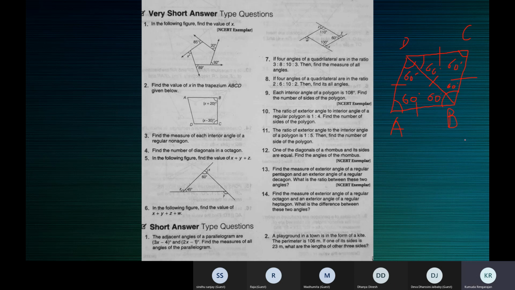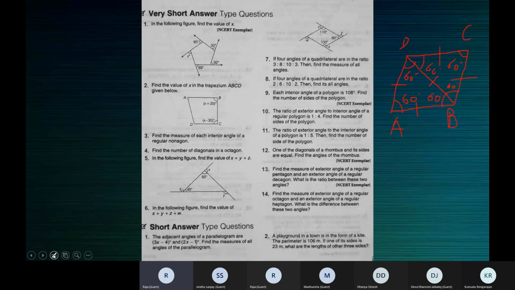Now tell me the angles of the rhombus. What is angle A of the rhombus? 60 degrees, ma'am. Angle C? 60 degrees, ma'am. Angle B? 120 degrees, ma'am. Angle D? 120 degrees, ma'am. That's the answer. Okay, now let me just dictate the answer.